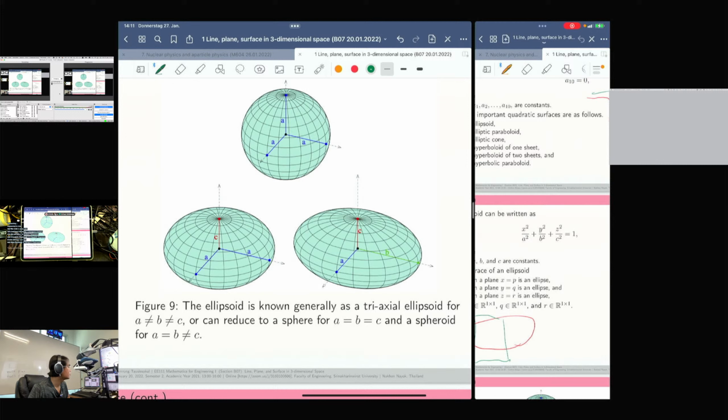Or, okay, this one is called a sphere. Okay, I will write it down for you to better understand. For you to better understand, here, sphere, right? This is spheroid. This is ellipsoid.